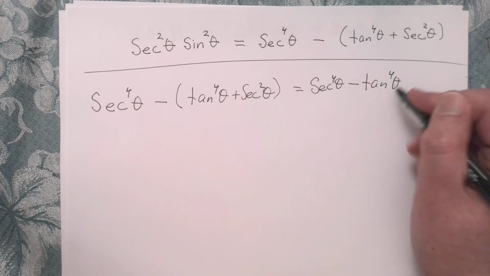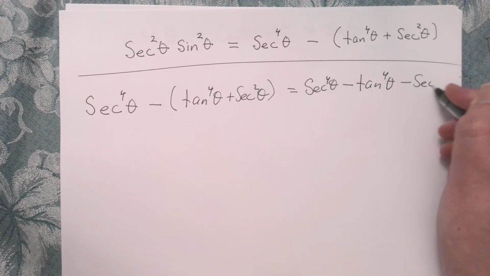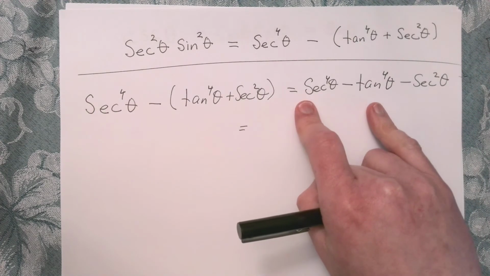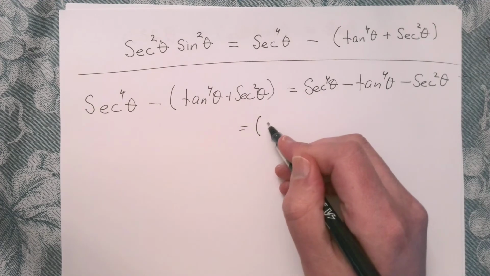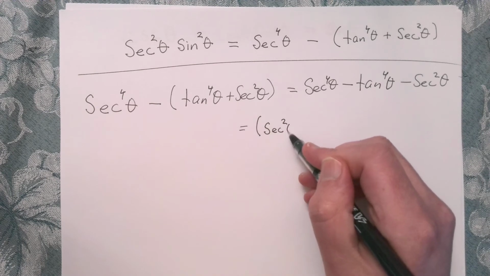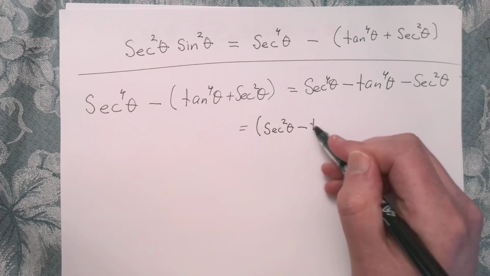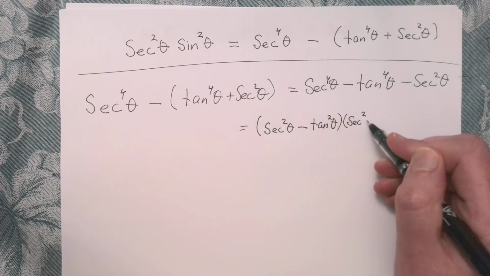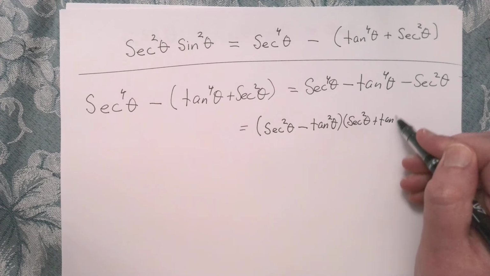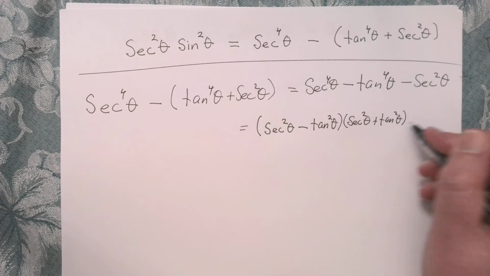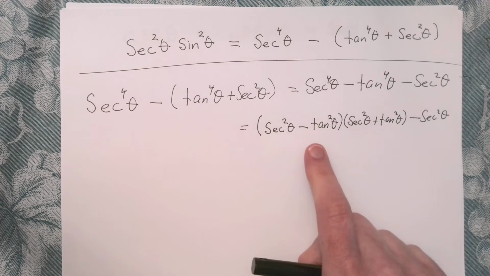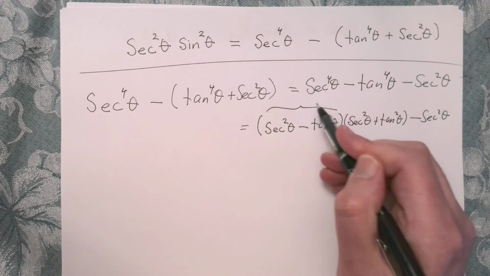That seems good because it's the difference of perfect squares. So that might be helpful. And so let's factor this, right? So I can factor this into the product of conjugates. So that's going to be secant squared of theta minus tangent squared of theta times secant squared of theta plus tangent squared of theta minus secant squared of theta. Okay, so that seems good. And hopefully you notice a Pythagorean identity because this difference is exactly 1.